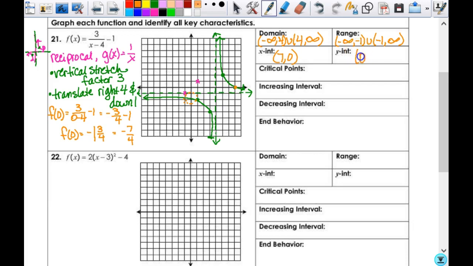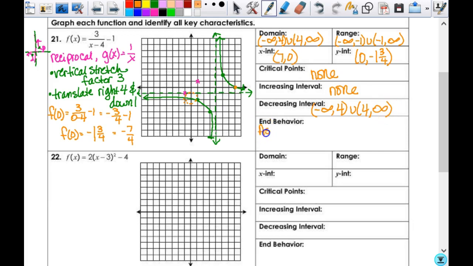So this is 0, -1 3/4. Okay, critical points include my maxes, my mins, and my points of inflection. I have none. Increasing, well, it's decreasing the whole time, so it's none. And then it's decreasing from -infinity to 4, union 4 to infinity.